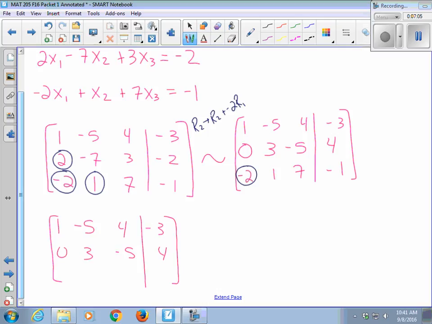And I'm going to write down, row 3 is going to change. It's going to be itself plus 2 row 1. So multiply row 1 by 2. 1 times 2 is 2, plus the -2 gives me the 0 that I was looking for. 2 times -5 is -10, plus 1 is -9. 2 times 4 is 8, plus 7 is 15. And 2 times -3 is -6, plus 1 is -7.